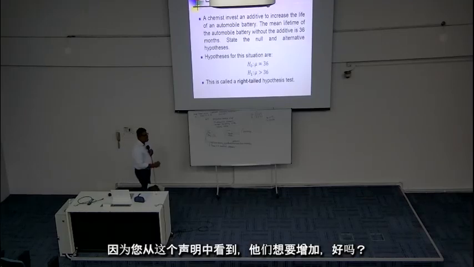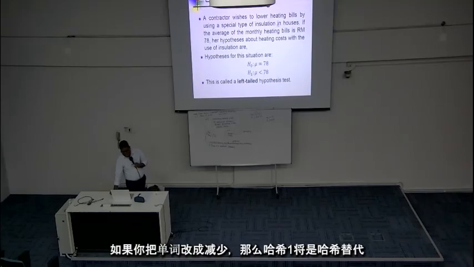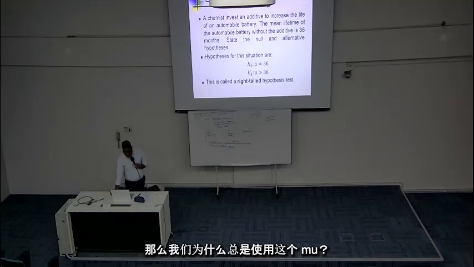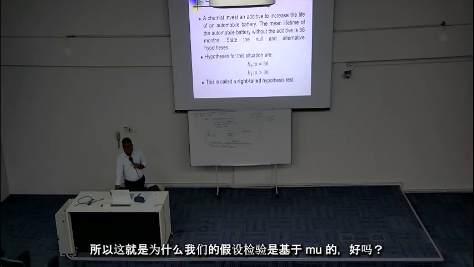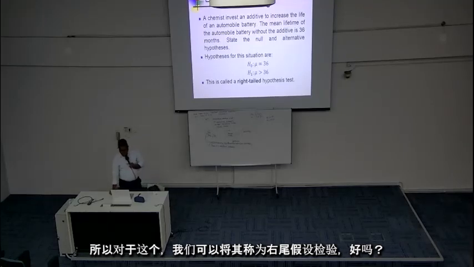Why? Because you see from this statement, they want to increase. Highlight the word increase there. That is why it becomes more than 36. If you change the word to decrease, then the H alternative will be mu is less than 36. Why do we always use mu? Because they mention the mean lifetime, and the mean is mu. So our hypothesis test is based on mu. Alright, so this one we call a right-tailed hypothesis test.